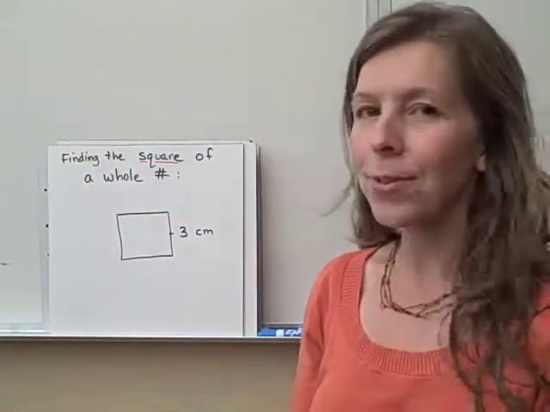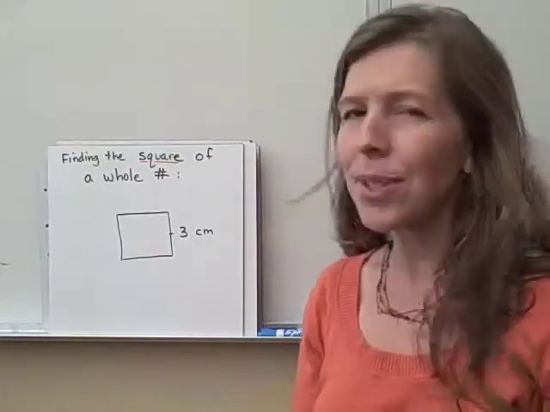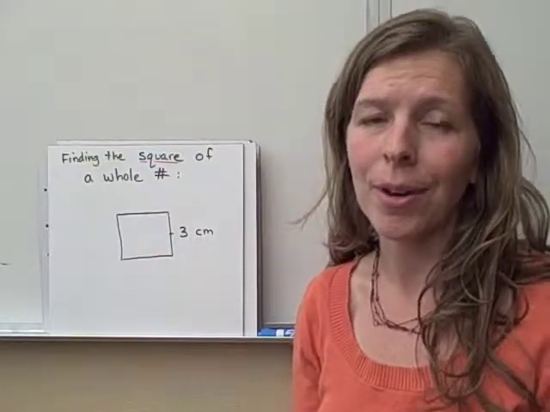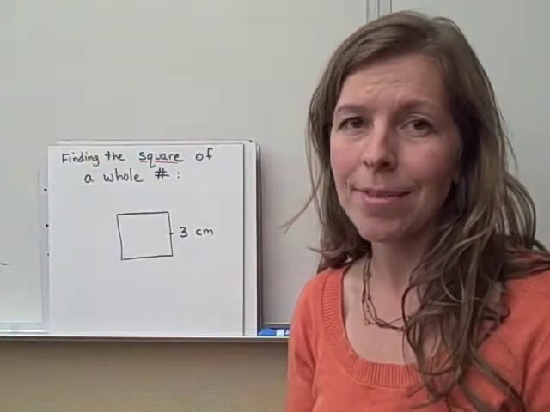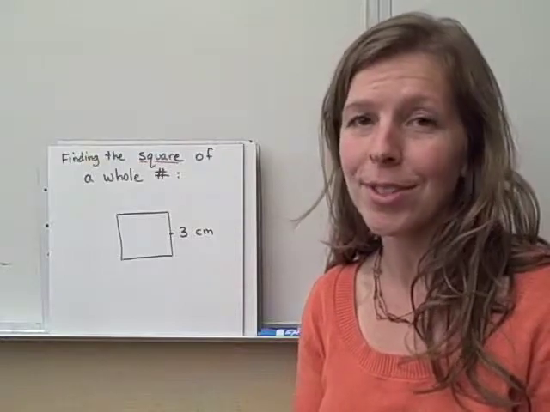So first we're going to learn how to find the square of a whole number. And that's what it's called, finding the square of a whole number. You know what we mean by whole numbers, right? That means it's not divided into parts, not fractions or decimals, it's whole.